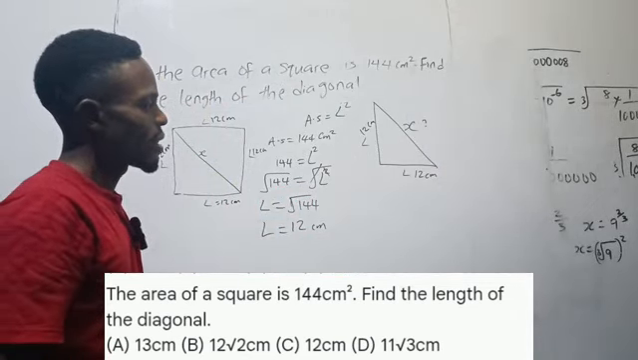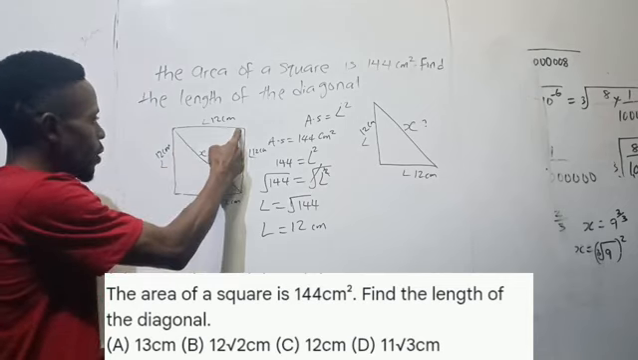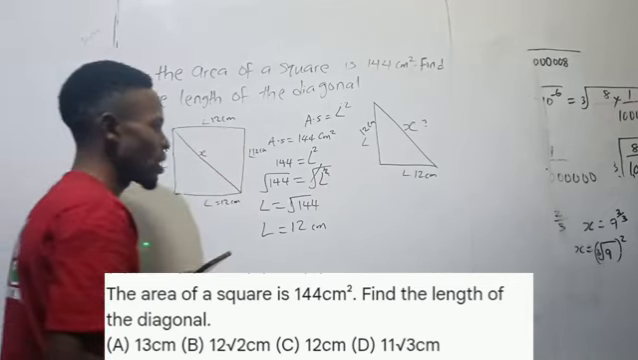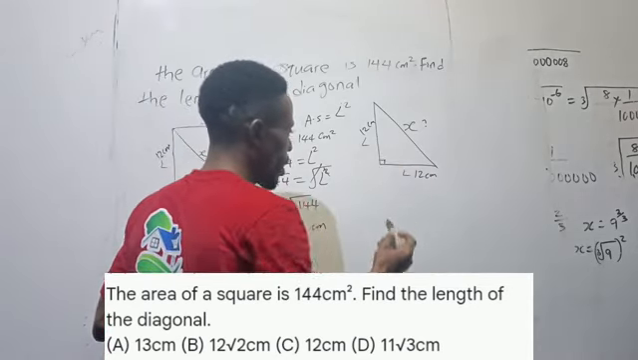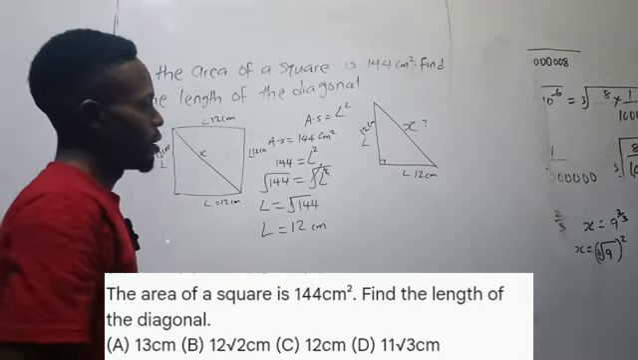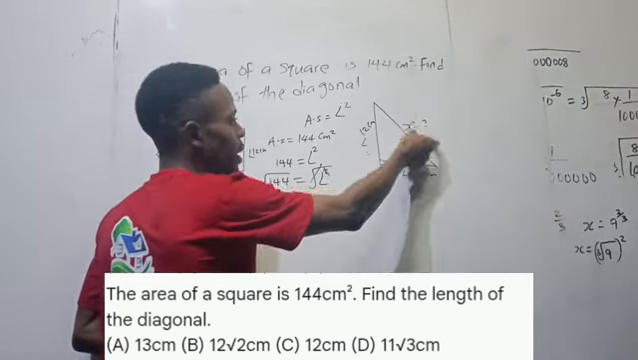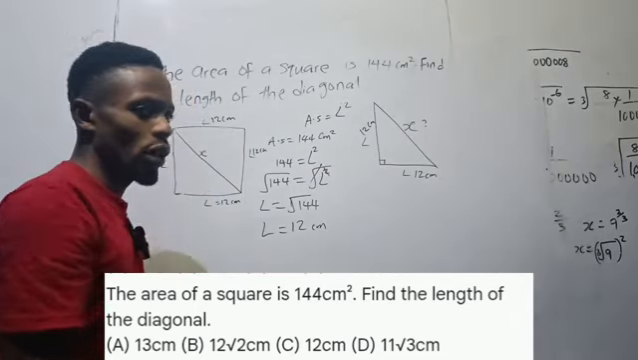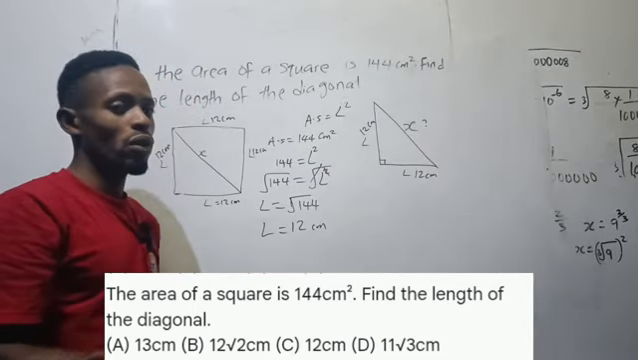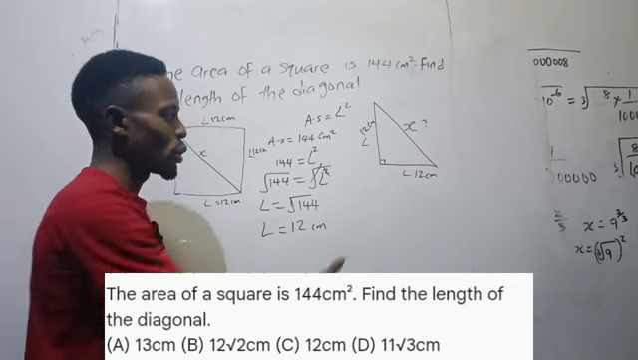Now to consider this, the angles of a square are 90 degrees. So it means that this place is 90 degrees, and this triangle is a right angle triangle. In a right angle triangle, if you are given two sides and you try to find the remaining side, what theorem do you use? You use Pythagoras theorem. You use Pythagoras theorem to solve this question.